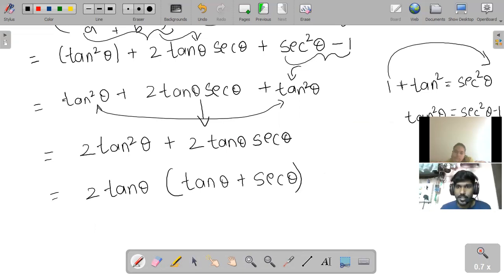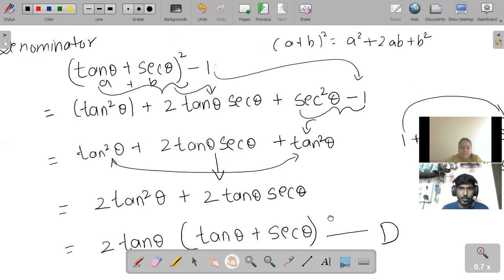And now this is my denominator. Is it clear? From 2 tan square theta plus 2 tan theta sec theta, the whole thing we took 2 tan theta outside. From here 2 tan theta, and from here 2 tan theta outside, so here 1 tan theta remained. I was asking whether we took it from the entire line. Yes, the entire line. Okay.